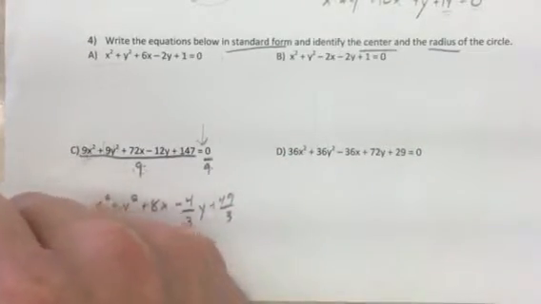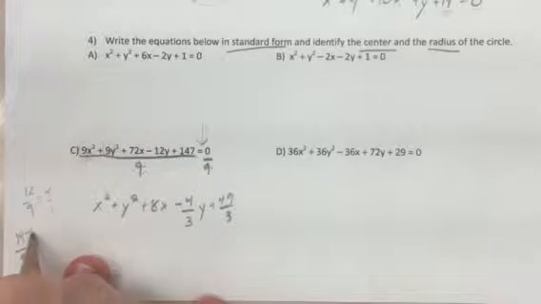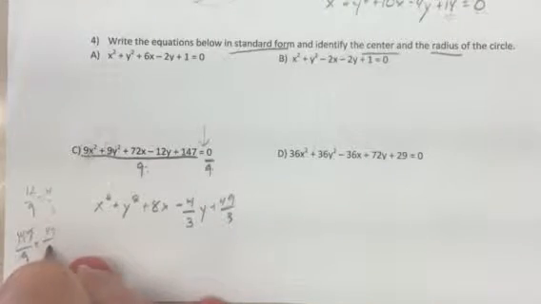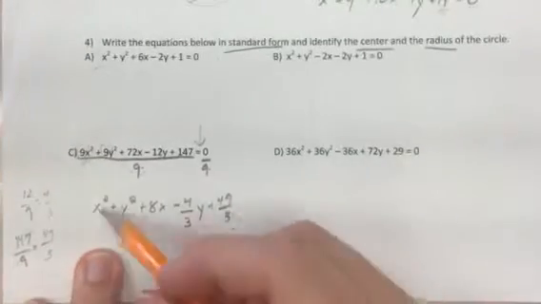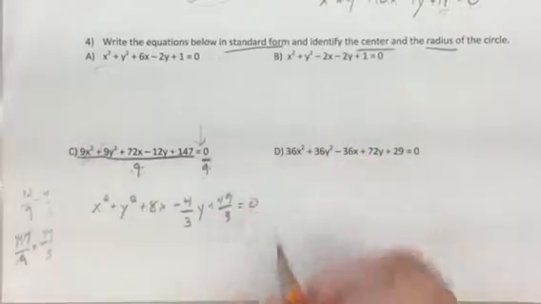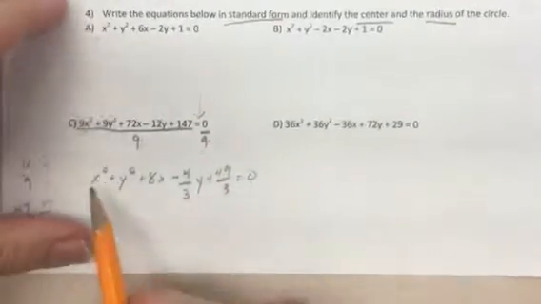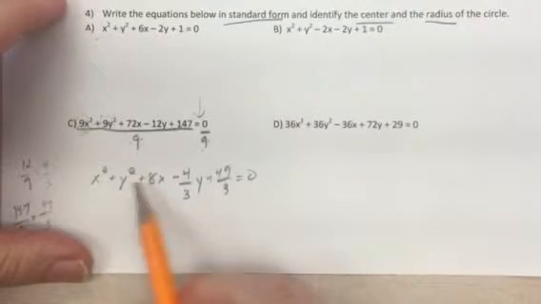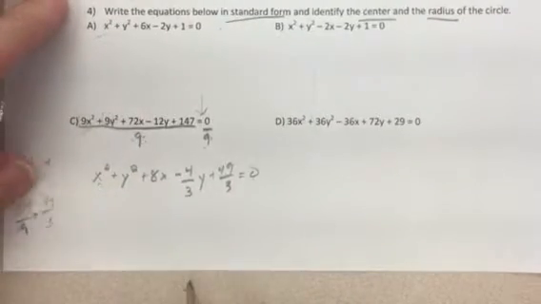So for 147 divided by 9, you can take out a 3 from both, and 147 divided by 3 is 49, and 9 divided by 3 is 3. So this now is still equal to 0, because 0 divided by 9 is 0. I've got a coefficient of 1 here.